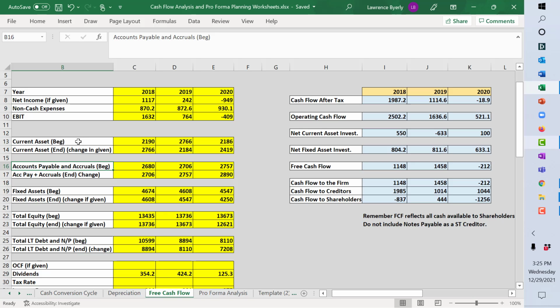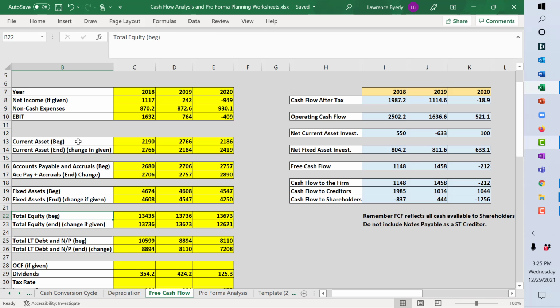And of course, bonds are an investment by our creditors. Likewise, notes payable is an interest-bearing instrument from our creditors. So we want to pull that out and not use that in our free cash flow calculation. It's part of what we're analyzing here. We also need the change in fixed assets, beginning and ending.